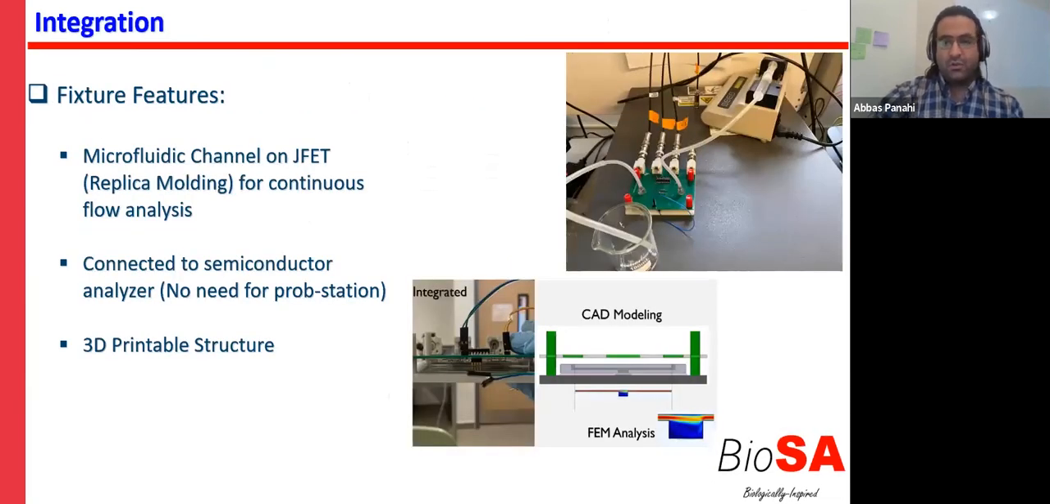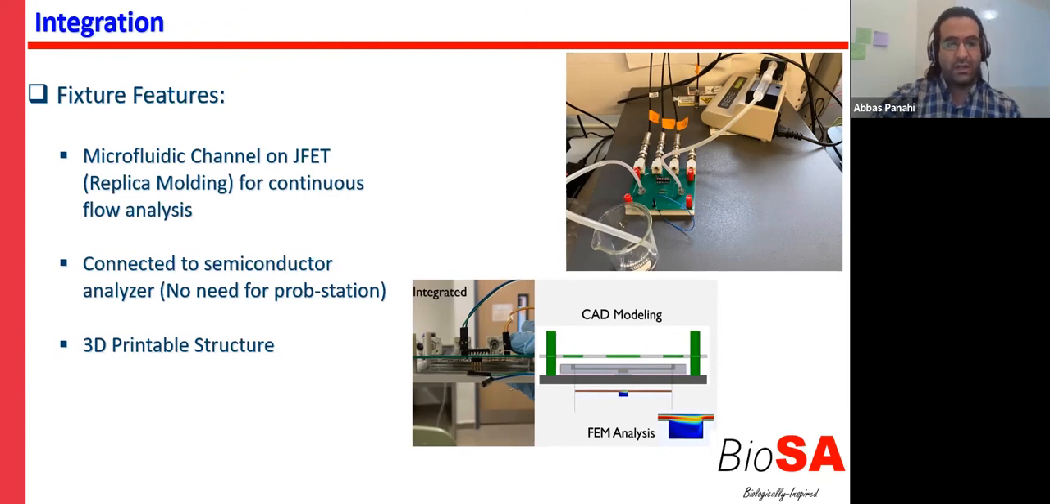In order to do our test, we needed to have continuous microfluidic flow for operation of the biosensor. We needed to load cells on top of the sensor in a continuous manner. So we designed a fixture for our integrated microfluidics. As you can see, our fixture consists of a microfluidic channel on JFET.